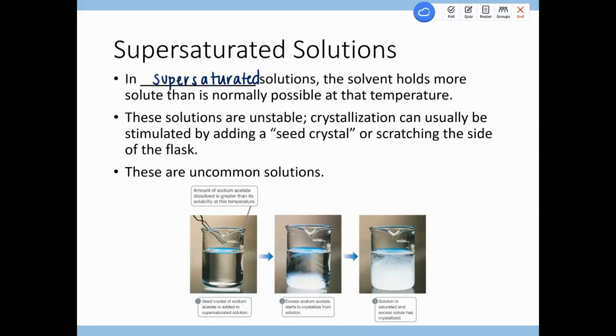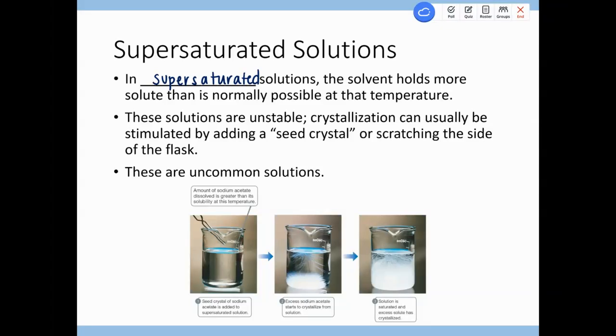The solids will remain dissolved in the solution, but there will be more solid than can usually be dissolved in that amount of water at room temperature. So now we've passed the saturation point. There's more solid present. We call that a supersaturated solution.